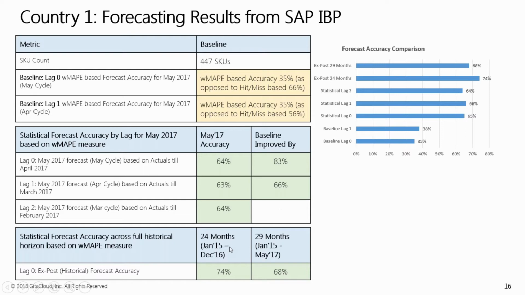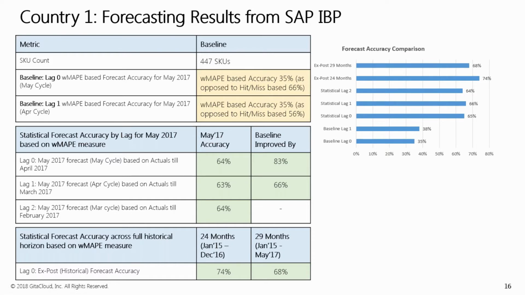So forecasting for March 2015 all the way till December 2016, if you look at our forecast accuracy, it was as much as 74%. For 29 months, it was like 68%. In other words, this is the average forecast accuracy, if you take the average of all the forecast accuracy for 24 months. Similarly, the average of the forecast accuracy for all the 29 months.